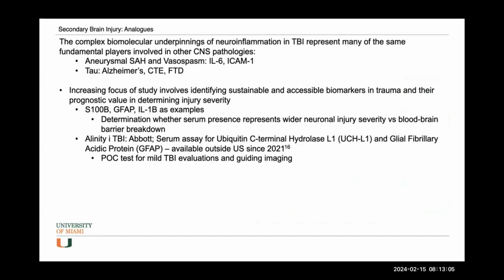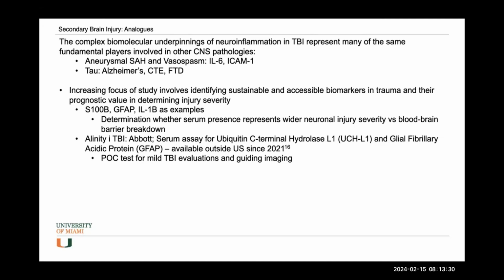So broadly speaking, what's interesting is that this biomolecular profile that underlies the neuroinflammation of a TBI oftentimes has the same fundamental players that are involved in other CNS pathologies. So interleukin-6 and ICAM-1, which is an intercellular adhesion molecule that mediates the extravasation of leukocytes, has been pretty extensively implicated in aneurysmal subarachnoid hemorrhage and vasospasm as a mediator of the inflammatory response that accompanies vasospasm from blood breakdown products.